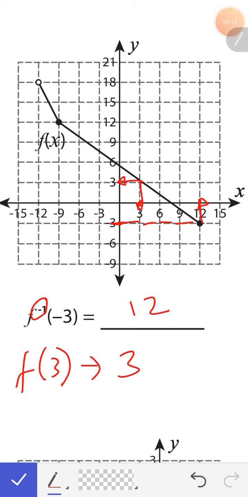What that basically means is that if I input 12 in the normal function, it will give me -3. That means if I put -3 in the inverse function, it will give me 12.